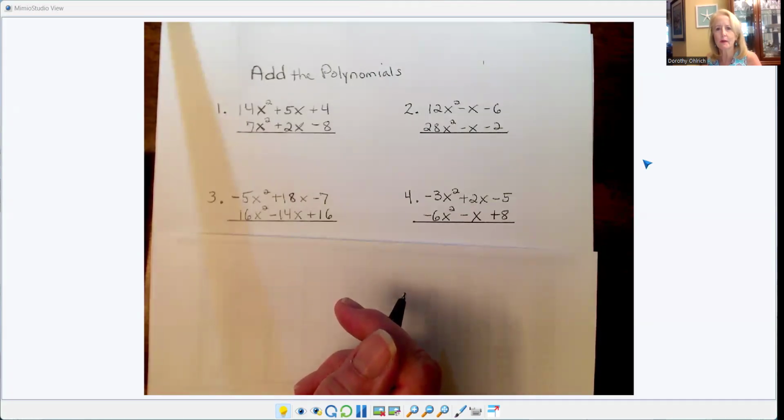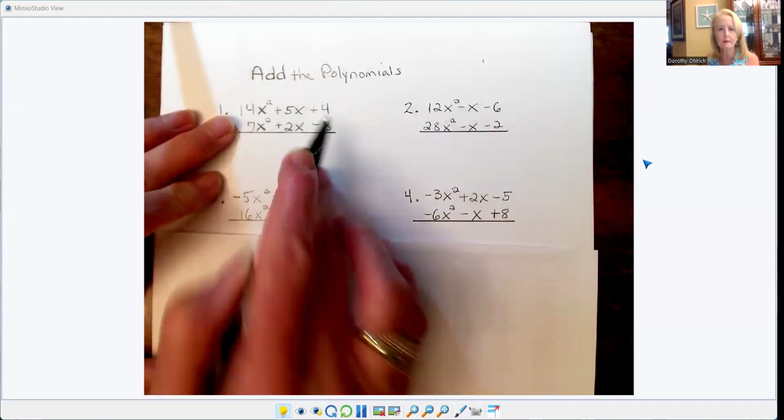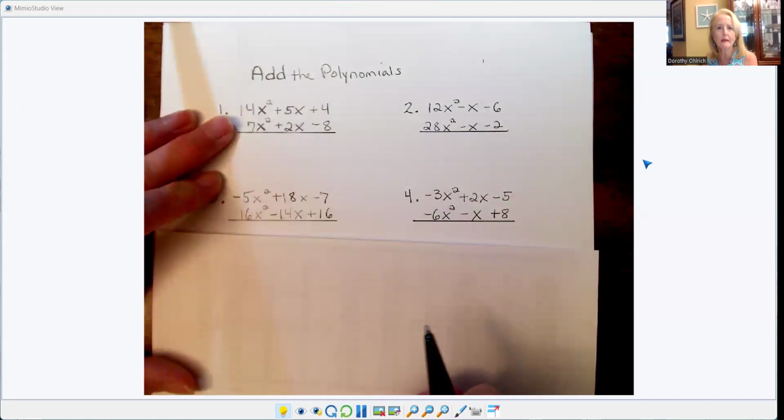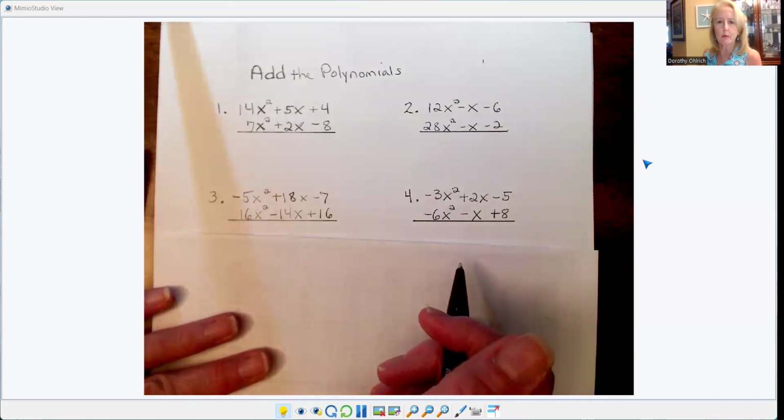This time, let's work on adding and subtracting polynomials. Polynomials, poly means many, many terms, and each term is separated by a plus or minus sign. So this is a 1, 2, 3 term polynomial, which would be a trinomial. We also have things called binomials, but we'll work on those in another lesson.